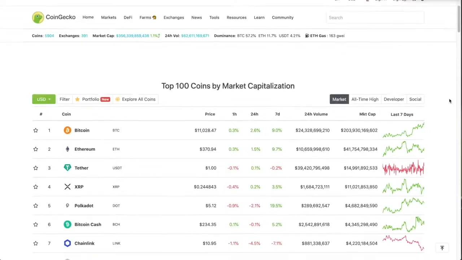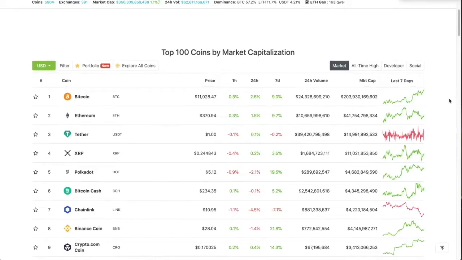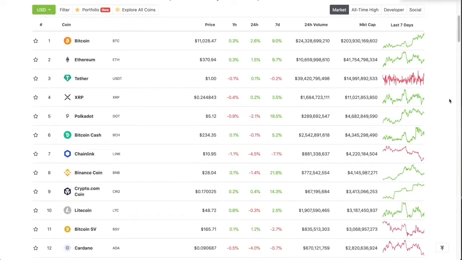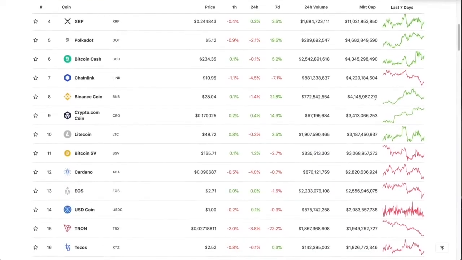XRP, 24 cents. Pretty much you've got two stable coins, the number 3 and 4. Polkadot down 2%, but up 20% for the week, so not too bad. Bitcoin Cash down 0.1, but they're in that sixth spot, and we'll see what happens with that whole Bitcoin Cash hard fork coming up in November. Chainlink down 4.5, even though they've got good news. What are you going to do? Binance down 1.4, even though they got into DeFi. Also, what are you going to do? Crypto.com only at 0.4, even though they got into DeFi.